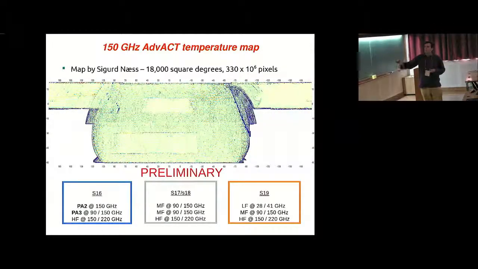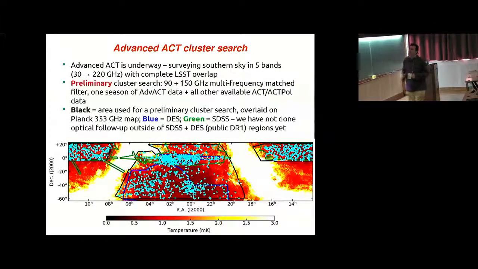So what I'm going to show in a second is based on data adding in ACT, advanced ACT pole, and then the advanced ACT data from 2016 only. So this is running the sort of matched filter algorithm similar to what's been done for ACT pole, but over these huge co-added maps. On this, we've got the Planck 353 gigahertz, and then the little blue crosses, each one of these is a galaxy cluster, which we've got optical confirmation for and a redshift estimate.